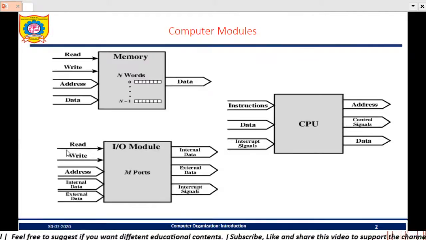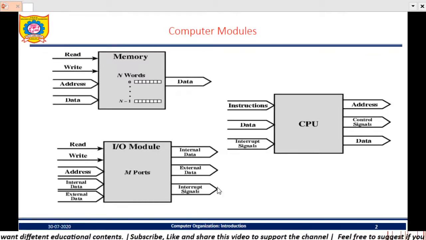In the IO module also there is a read signal, a write signal, the address of an external device, internal data, and external data given to the IO module. So the IO module has all those inputs. The output of the IO module is internal data, external data and interrupt signals, okay.